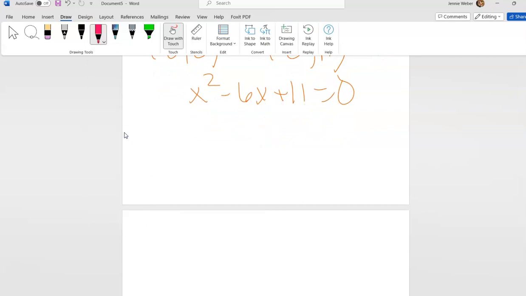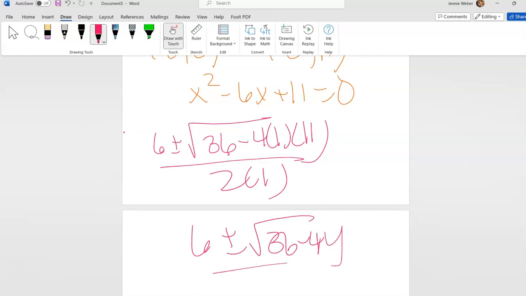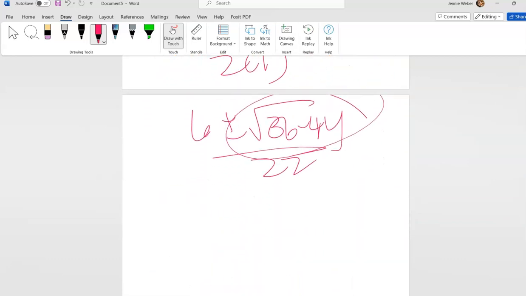So I'm going to get positive 6, because negative and negative 6, plus or minus the square root of 36 minus 4ac, over 2a. Okay, I want you to look right here. What is this? What's 36 minus 44? It's a negative number, right? This is imaginary. That means there is no x-intercept because I can't graph an imaginary number. So my only point is my y.